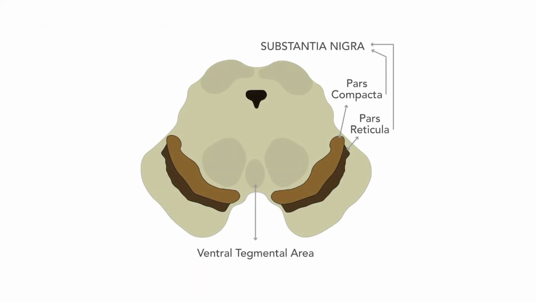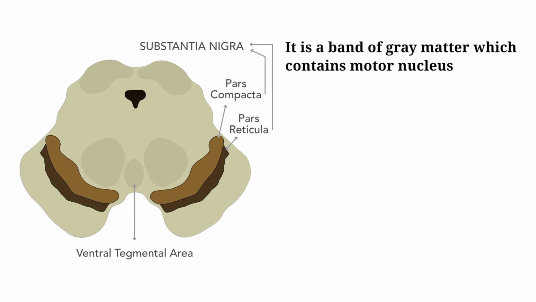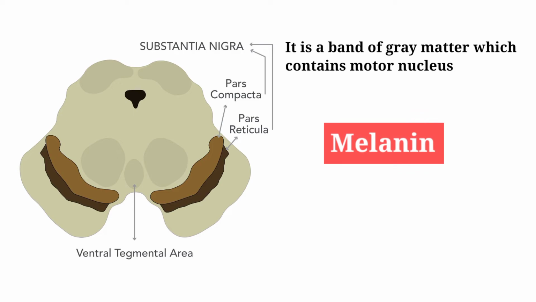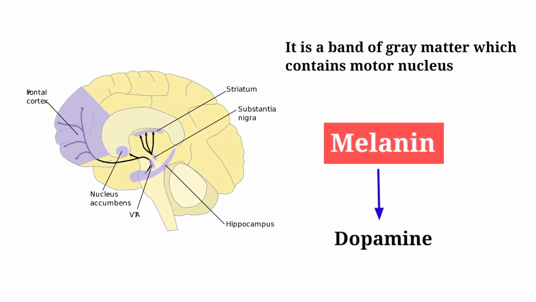Substantia nigra. The substantia nigra is situated in the midbrain and has two parts, pars compacta and pars reticulata. It is a band of grey matter which contains motor nucleus. It also contains melanin, which is a precursor of dopamine. The dopamine produced here is transferred to the corpus striatum.